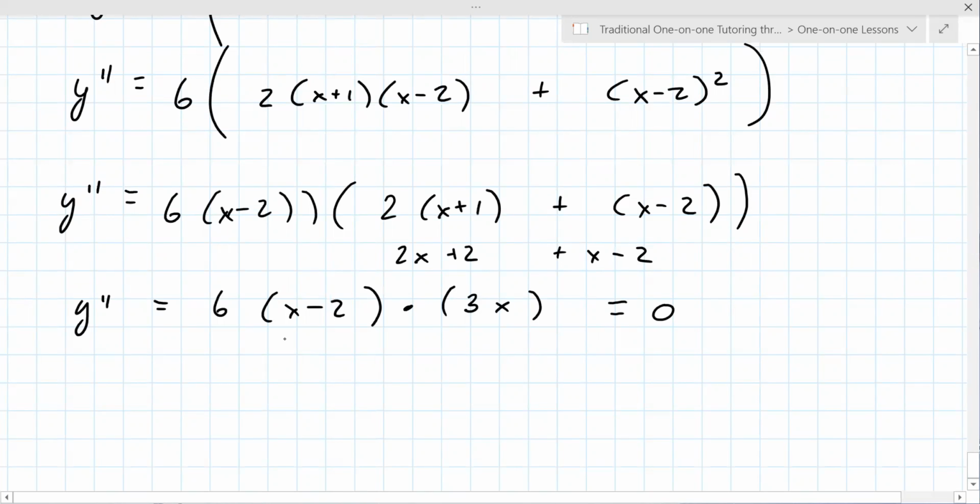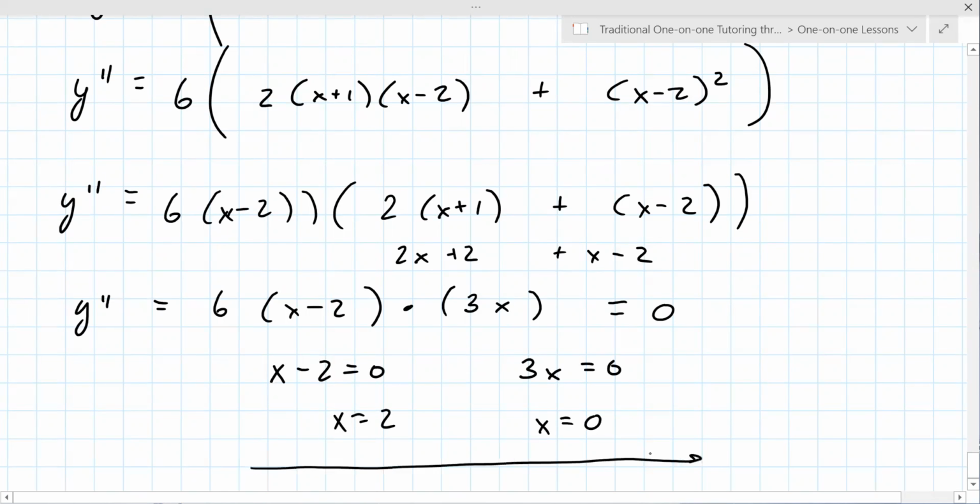So do you set each part of it equal to 0? Yeah, you set x minus 2 equal to 0. You set 3x equal to 0. Anything with an x. So x could be 2 or 0. Okay. Draw your number line. This is for your second derivative. And you got 0 and 2.